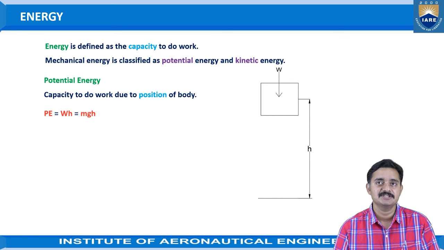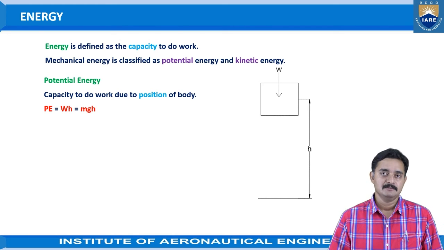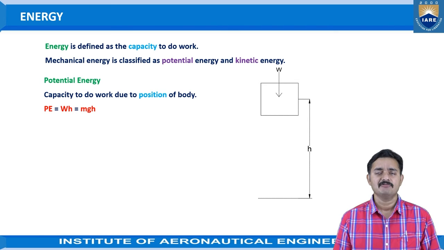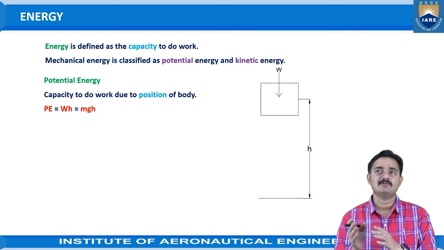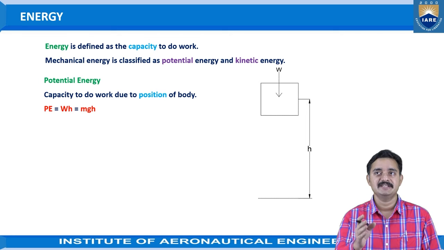This can be represented as potential energy is equal to W, the weight, into height h. It is a similar case to work done, which is force into displacement. Here the weight W is the force term, and the distance it moves is h. So potential energy is W into h. When we convert this to mg, we get mgh. So P is equal to mgh is the representation for potential energy.